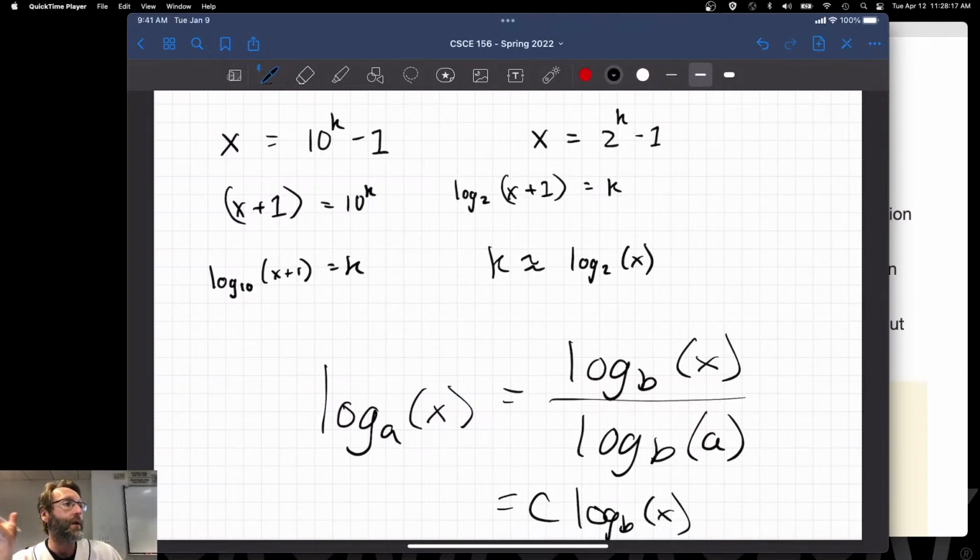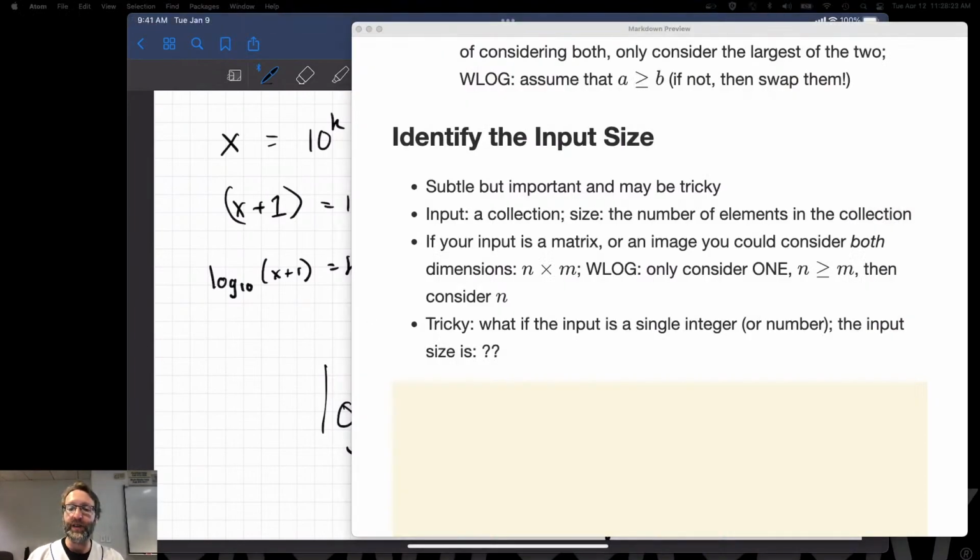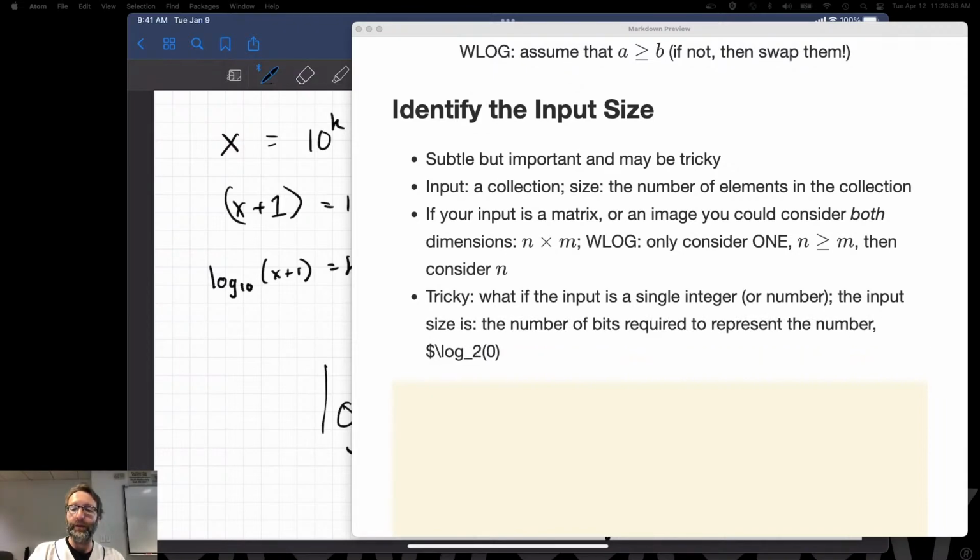All logarithms are the same to within a constant. Okay? So the takeaway from this is, what is the input size? The number of bits required to represent the number. Right? In other words, log base 2 of n. There we go. Where n is the number. I'll go ahead and write it as x, though, because x will make x the number.